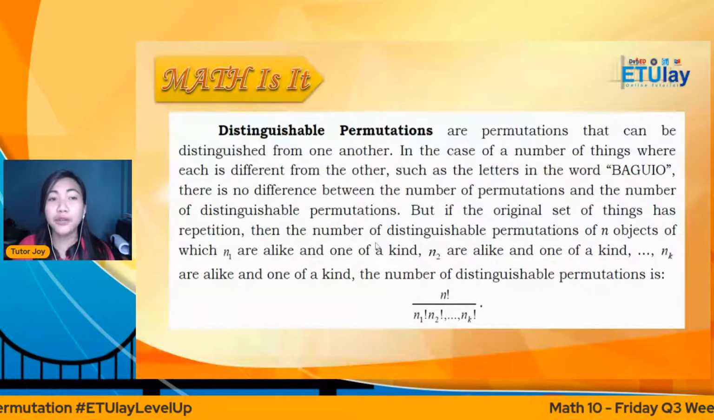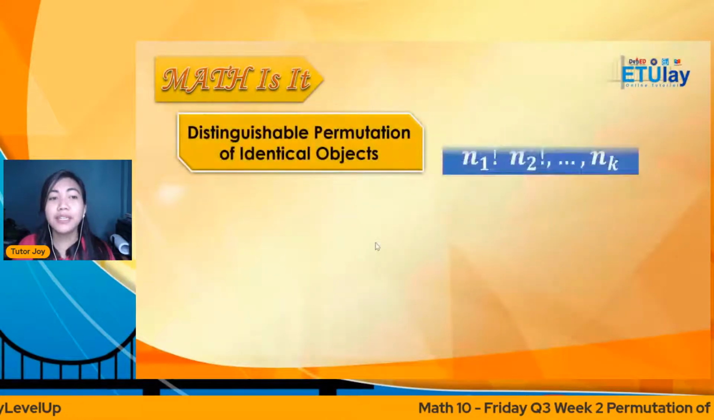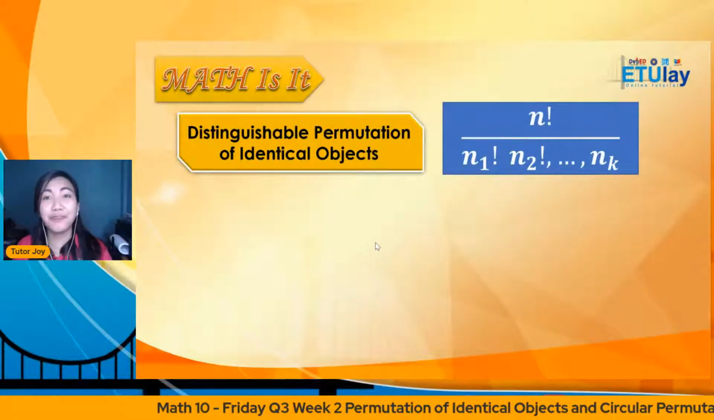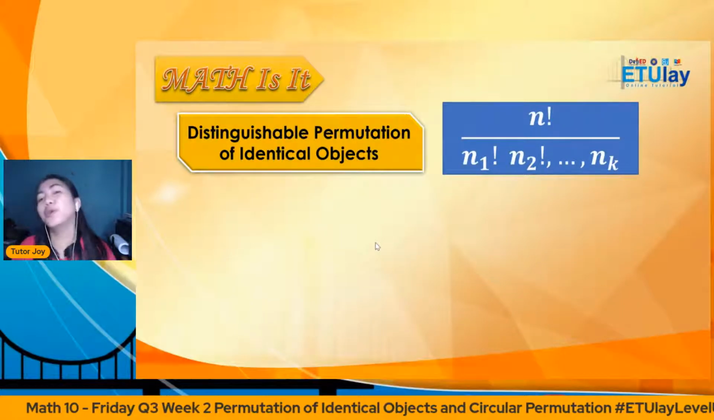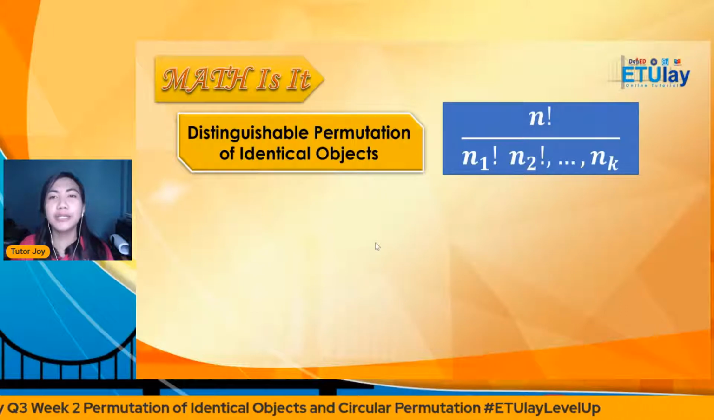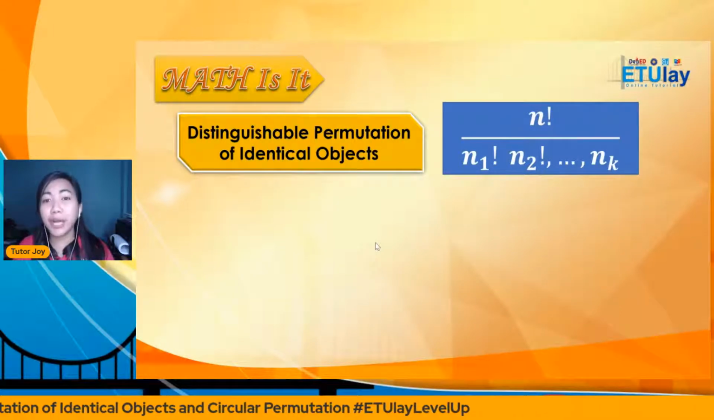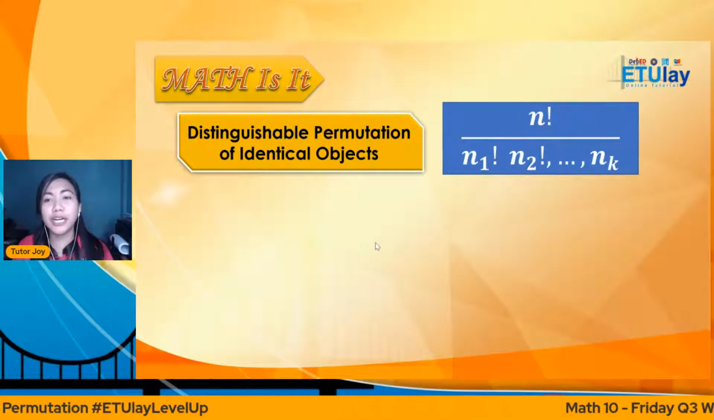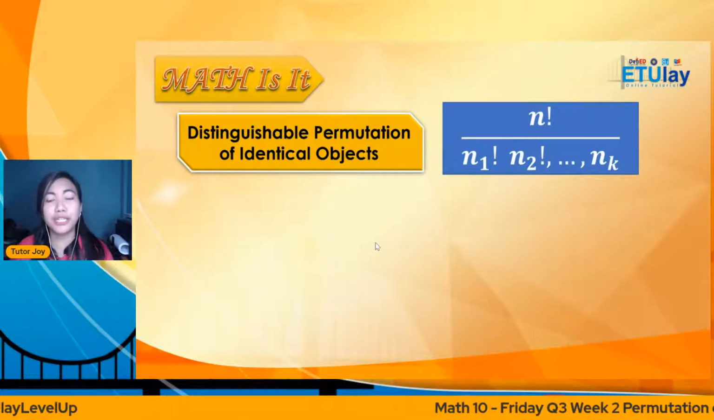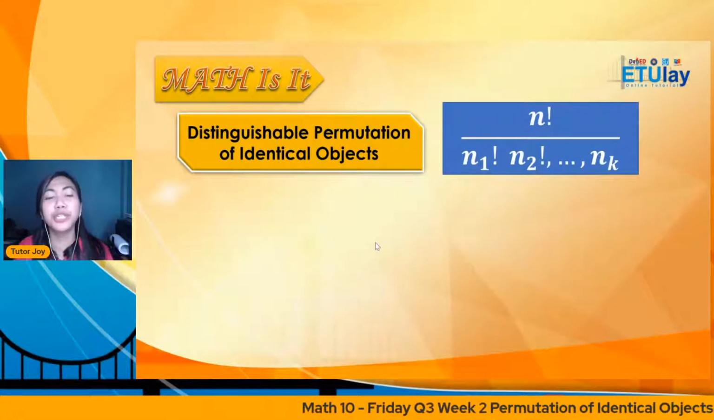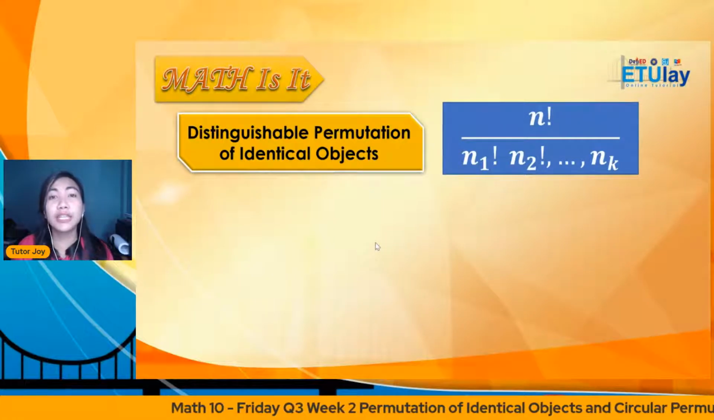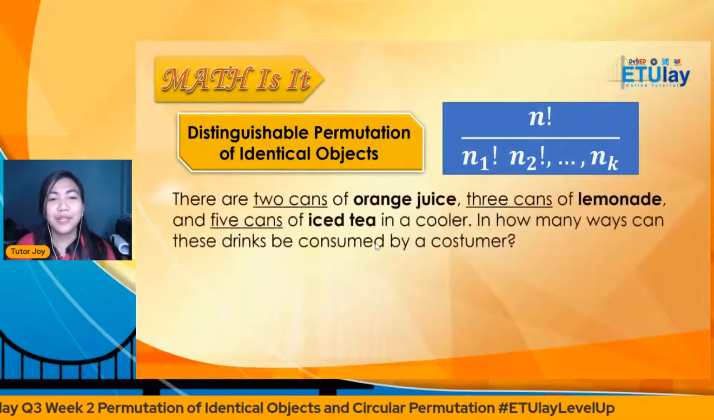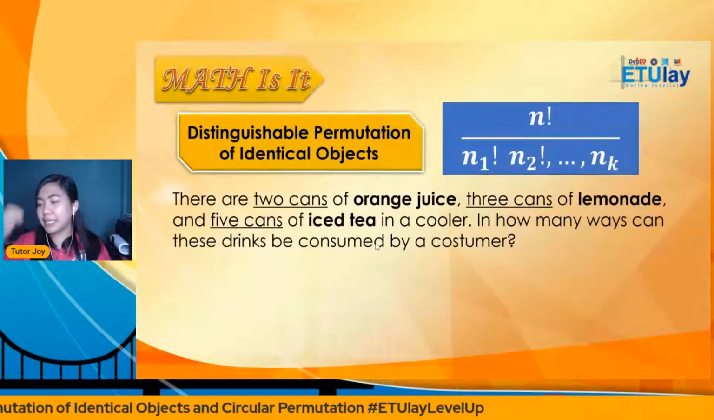At kapag meron tayong ganong problem, distinguishable permutation of identical objects, we represent it in a formula tulad nito. So, n is the number of objects. We simply divide n factorial by the product of n sub 1 factorial, n sub 2 factorial, until n sub k factorial. Okay, anong ibig sabihin po nitong n sub 1, n sub 2 na to? These are the objects that have identical, yung may mga kaparehas. Okay, try natin. Kayo naman, mathletes.